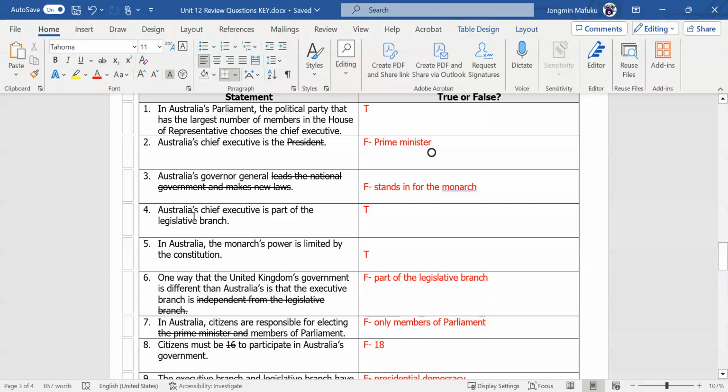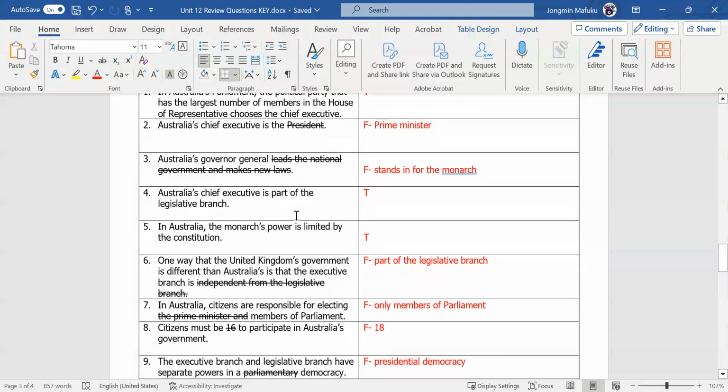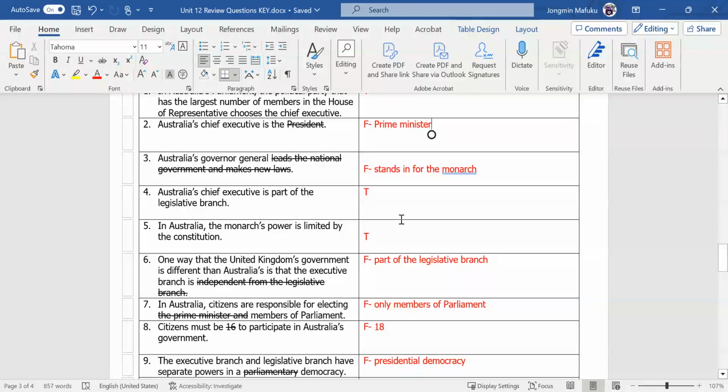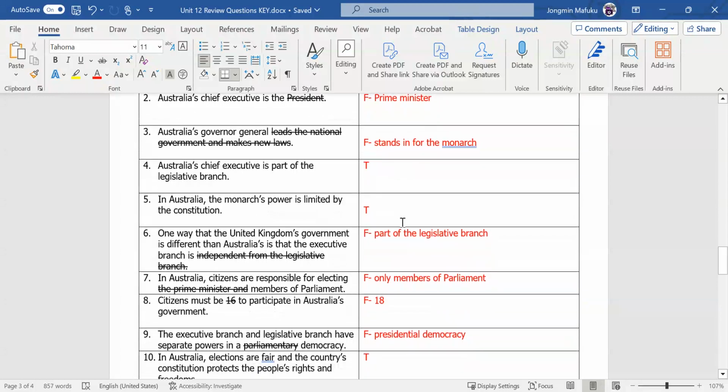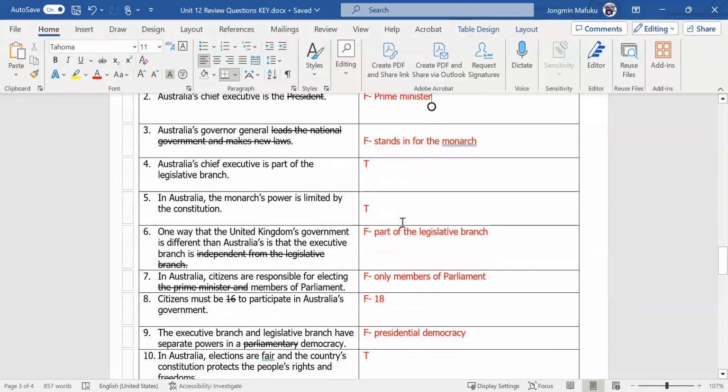Now, four, Australia's chief executive is part of the legislative branch. That's true because parliamentary democracy means the branches are really together. They're not really acting separately. That's parliamentary democracy. The chief executive is part of the legislative. Five, in Australia, the monarch's power is limited by the constitution. That is true. Australia has a constitutional monarchy because they were colonized by the British. So the British, the Queen and the King. So now the King acts like they've got some power, but they really don't.